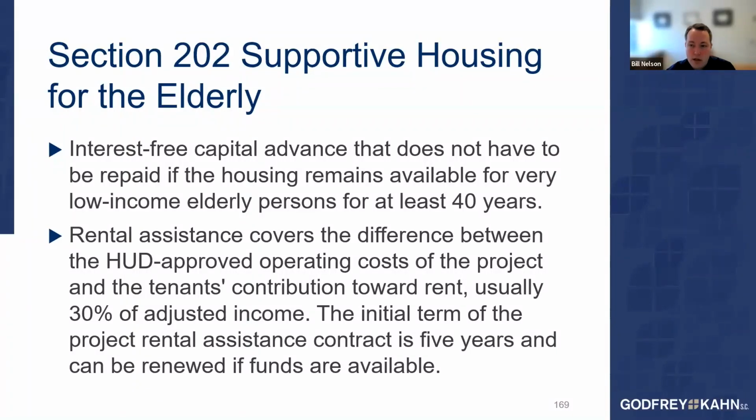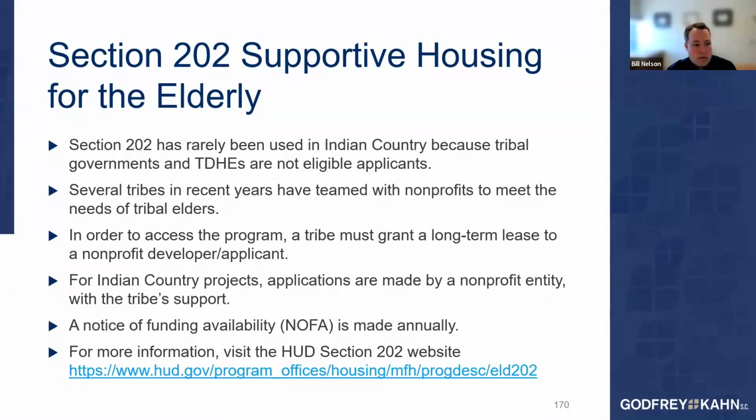Another important component of this program is rental assistance. Rents can't exceed 30% of adjusted income, which is typically insufficient to finance operating costs, so you have to make up the difference somewhere. Section 202 rental assistance provided under the program covers that difference, the delta between the rental income generated and the operating costs for certain services. And in our opinion, this program has been underutilized.